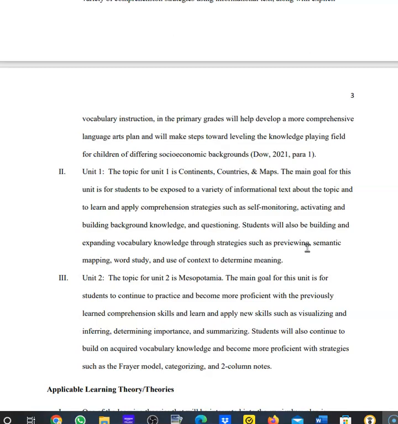So she says the topic for Unit 1 is continents, countries, and maps. The main goal for this unit is for students to be exposed to a variety of informational text about the topic and to learn and apply comprehension strategies such as, and then she lists the specific strategies that will be covered only in Unit 1. Students will also be building and expanding vocabulary knowledge through strategies, and then she lists those. Excellent overview. You don't need to support this with any research because you already did that in the concept.